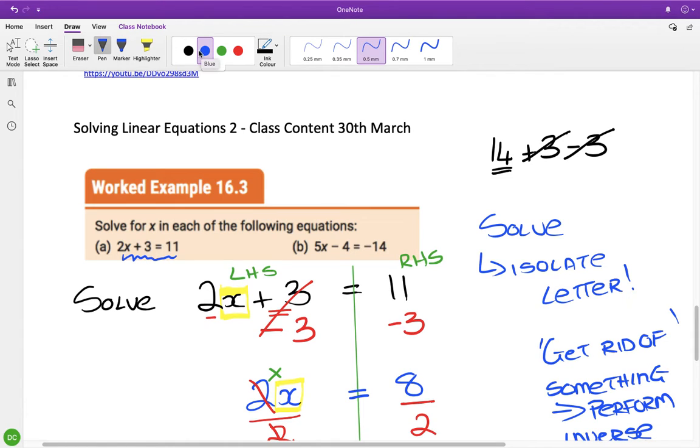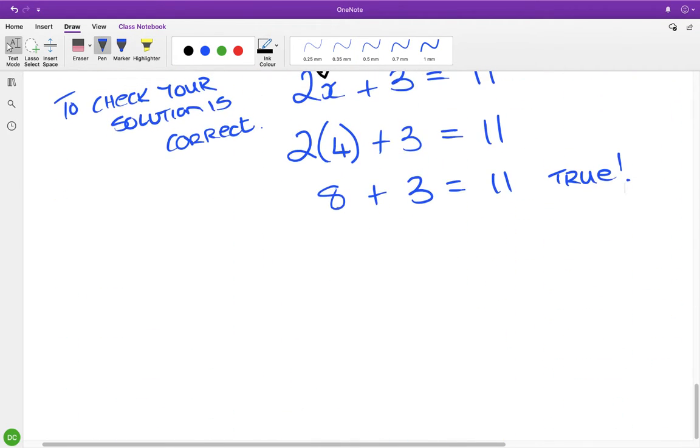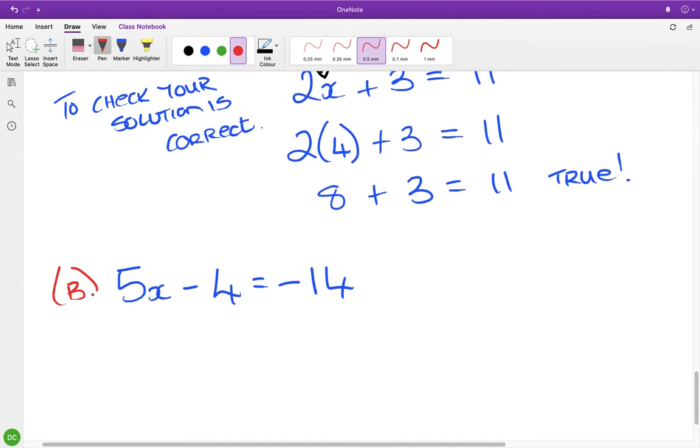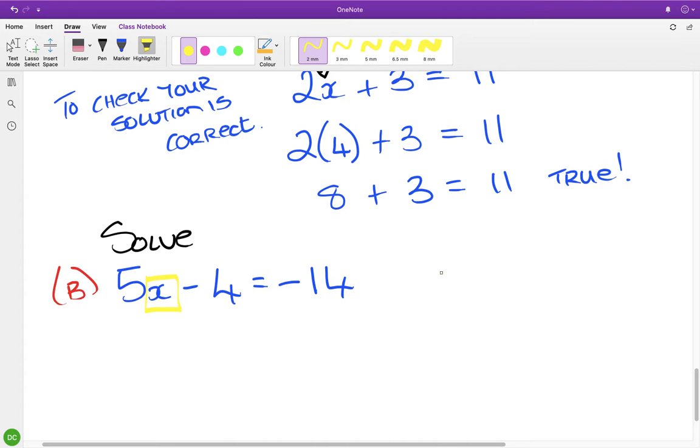So we have 5x minus 4 equals minus 14. This is for B, and the question is solve. Again, solve means isolate the letter. Okay, so you start furthest away from the letter. I want to remove the 5 and I want to remove the minus 4. I'll start with the minus 4.